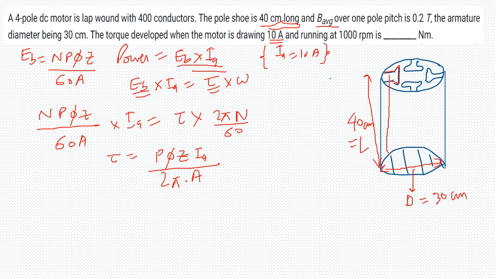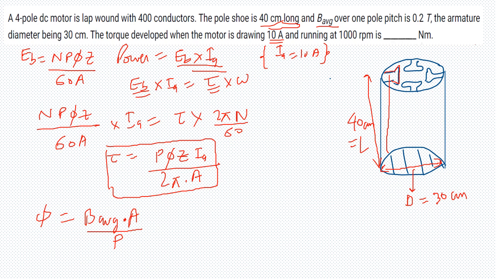Now in this equation you can see the only unknown is this phi. So let us calculate phi. If we calculate this phi, we can substitute it in this equation and finally get our torque. We know that flux is equal to B dot A. B average is given to us, so this is B average dot A, the area of cross section. And this has to be done per pole, because the flux has to be calculated per pole, so phi is equal to B dot A by P.